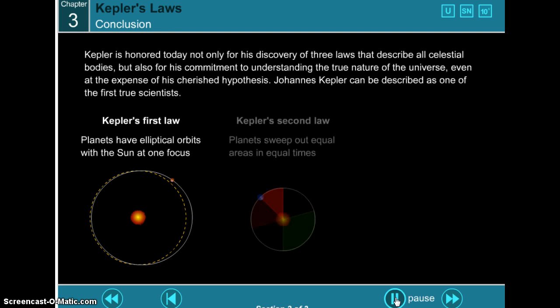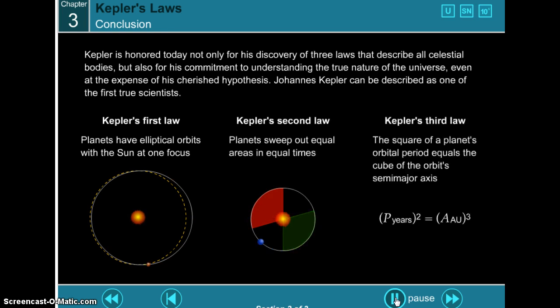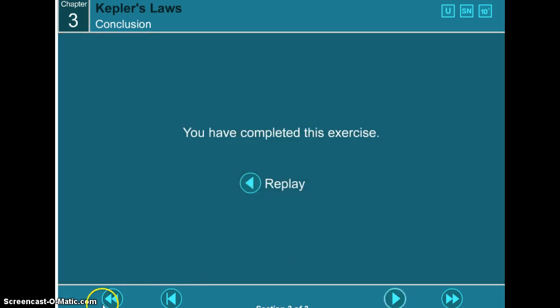Kepler is honored today not only for his discovery of the three laws that describe all celestial bodies, but also for his commitment to understanding the true nature of the universe, even at the expense of his cherished hypothesis. Johannes Kepler can be described as one of the first true scientists. First law, law of ellipses. Second law, law of equal areas. And third law, the law of harmonies, where P squared in years equals the distance in AUs cubed. And there you have it.